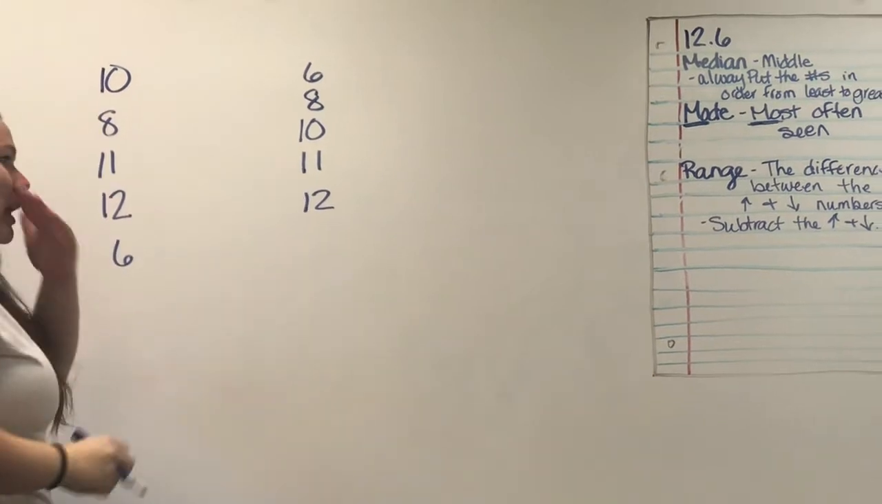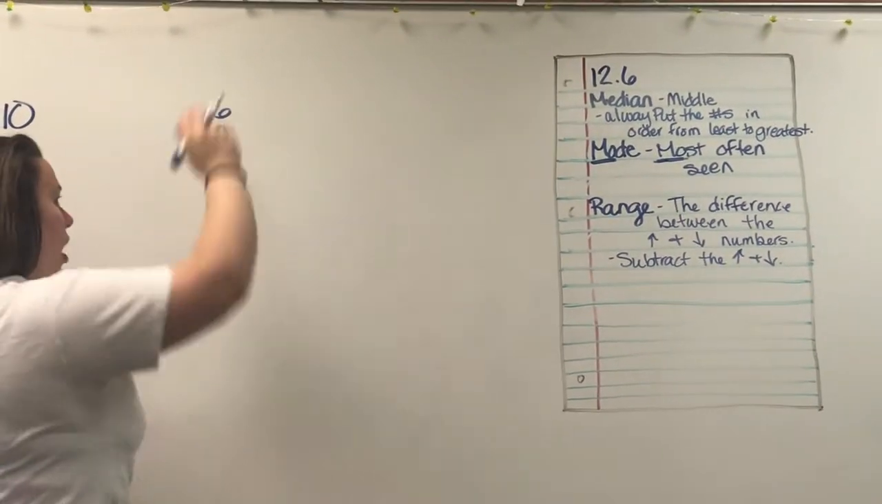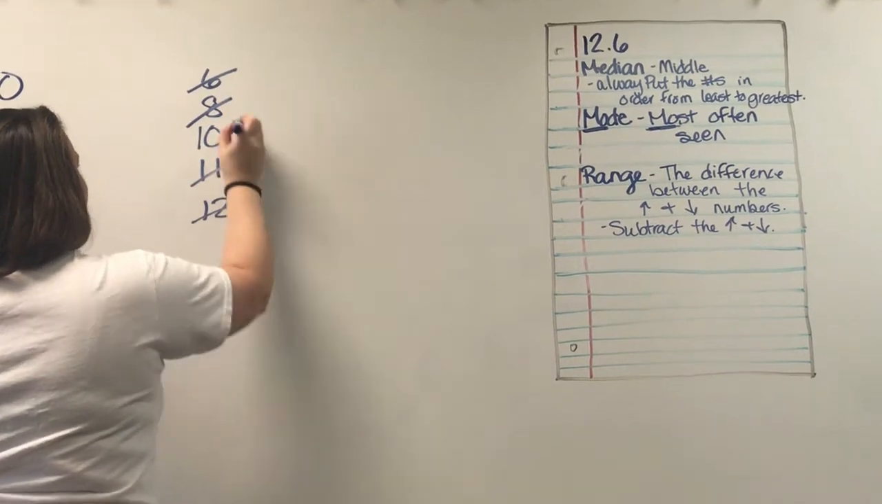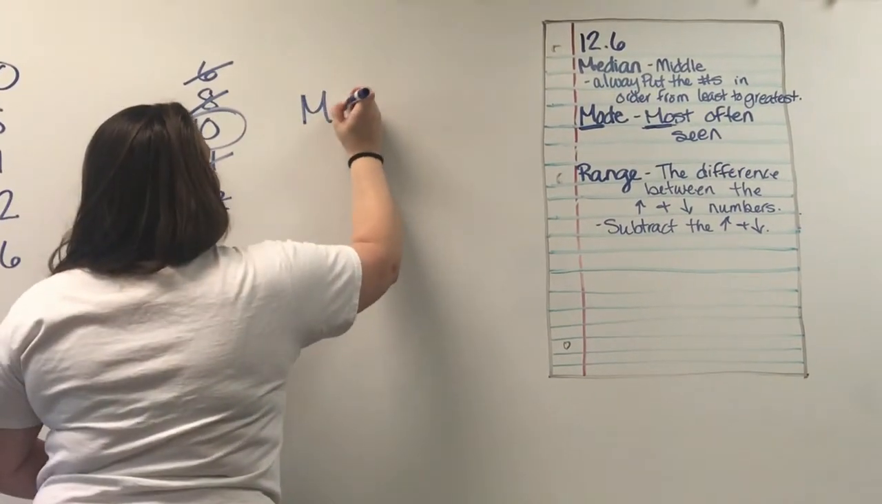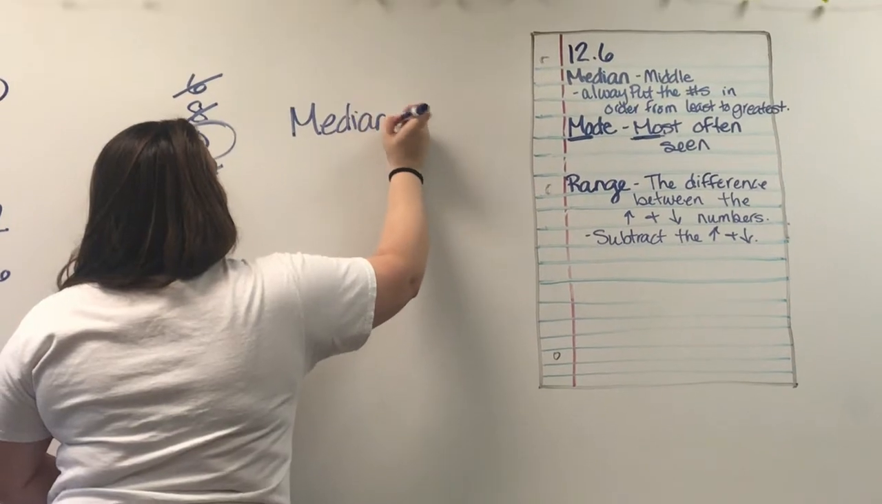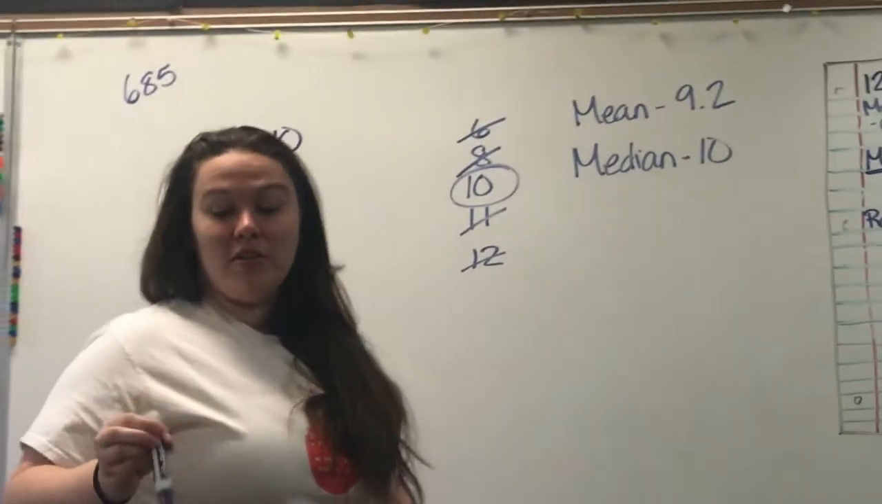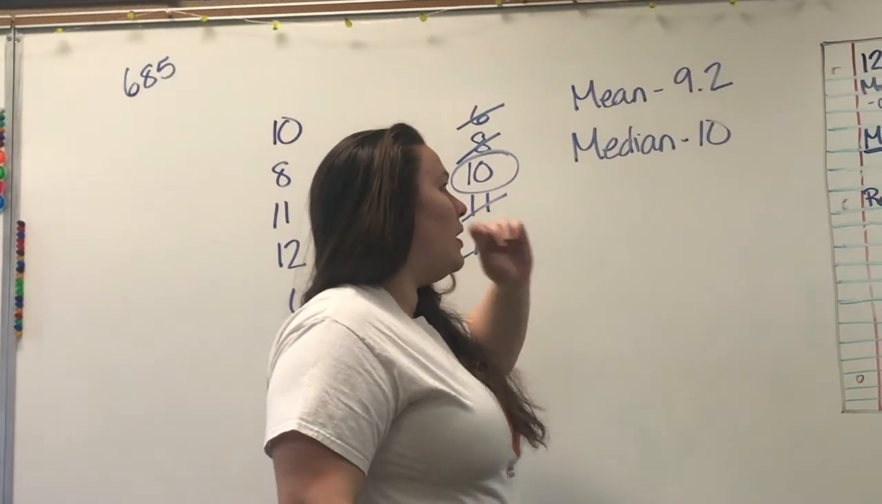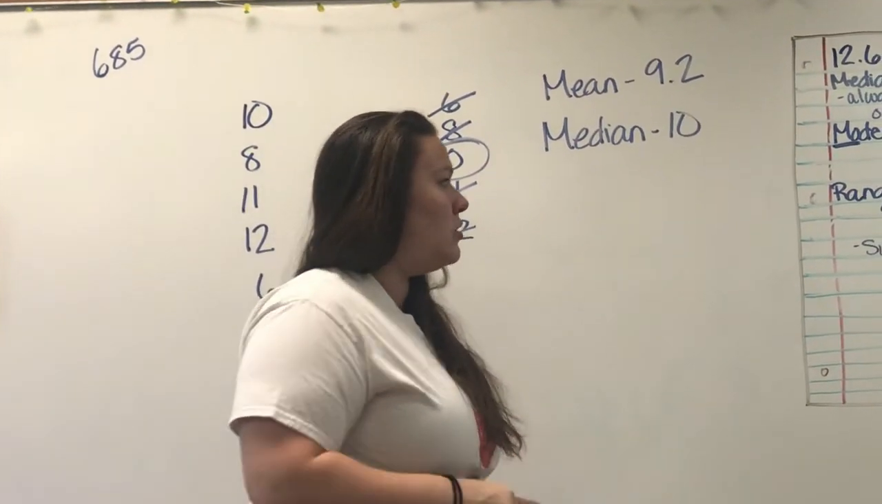How do I find the median? You always cross off top and then bottom. Top, then bottom. Top, then bottom. The median is 10. So it gave us the mean, and the mean was 9.2. That was already given to us in our book.